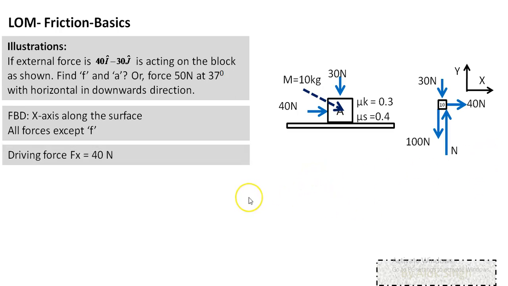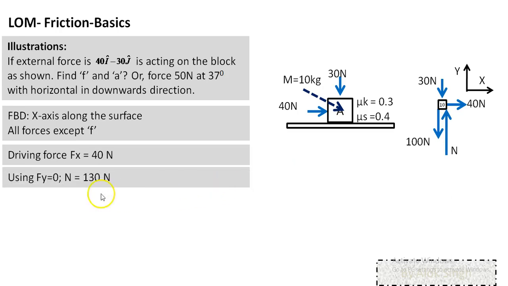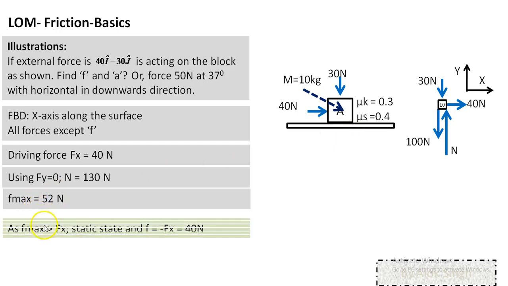Then from this diagram we find out what is the driving force in the x direction. Summation of all forces acting in x direction is equal to 40 Newton. There is only one force here. Fx is equal to 40 Newton. Then we find normal reaction using Fy equal to 0. The normal reaction N becomes equal to 130 Newton. Once we have N, we can find F max. F max is equal to mu s times N. Mu s is 0.4. 0.4 into 130 is equal to 52 Newton. So the maximum friction force which can resist its motion is equal to 52 Newton.